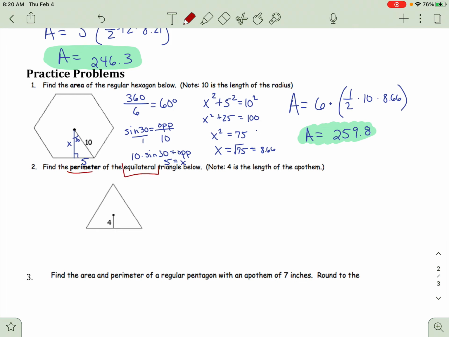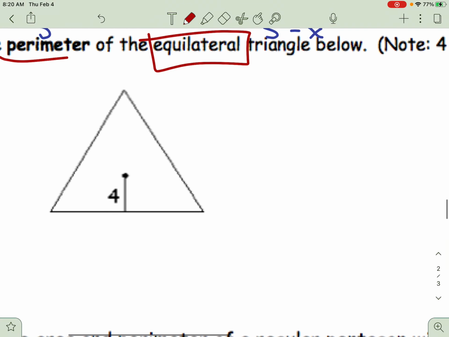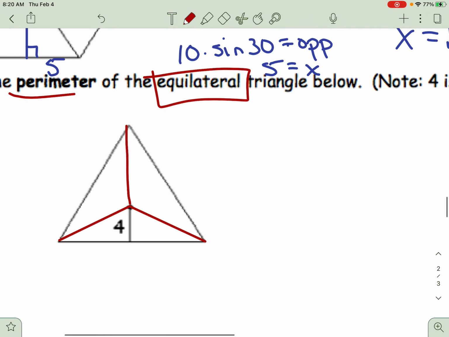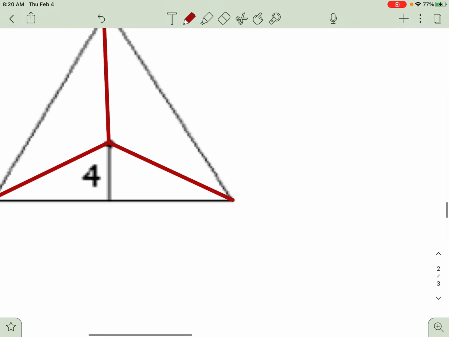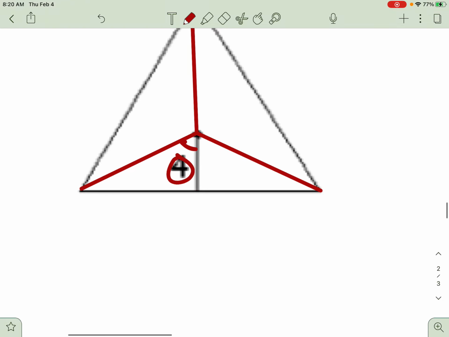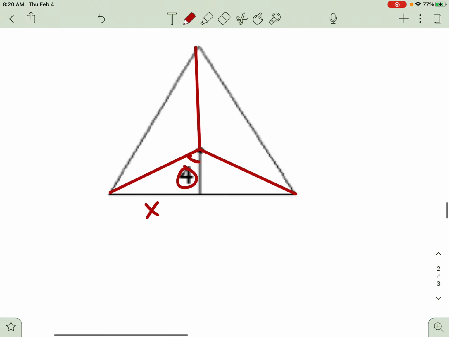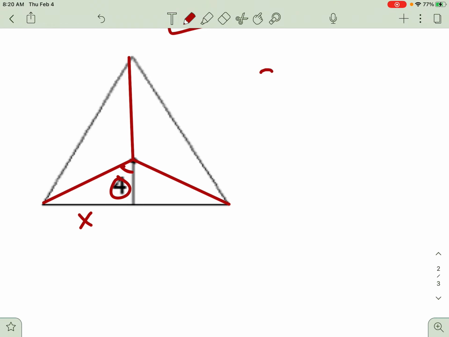All right, let's try another one here. It says find the perimeter this time of an equilateral triangle. So equilateral meaning all sides are the same. In this case, 4 is the apothem, right? If this is the center and the apothem, which makes sense actually, because if you look at these triangles, they do kind of look the same. So we need to find this base. If we have that this is 4, if we can figure out this angle, then we can use trig to find what x is and then just double it.